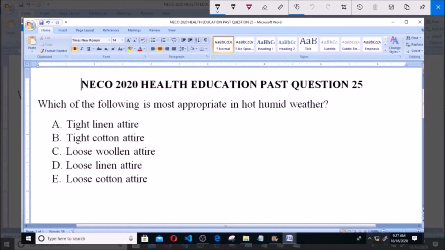I will be answering NECO 2020 Health Education Past Question 25. Which of the following is most appropriate in hot, humid weather? A. Tight lining attire. B. Tight cotton attire. C. Loose woolen attire. D. Loose lining attire. And E. Loose cotton attire. Now, during a hot, humid weather, it is common that we sweat.